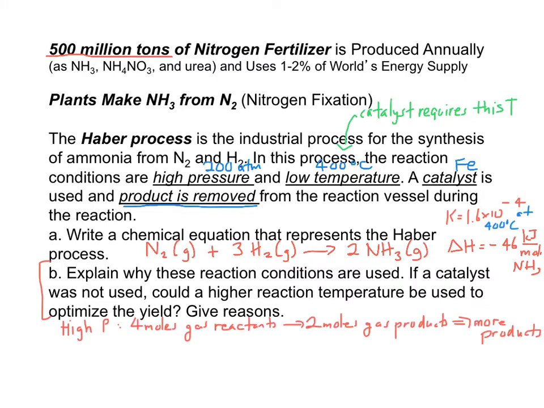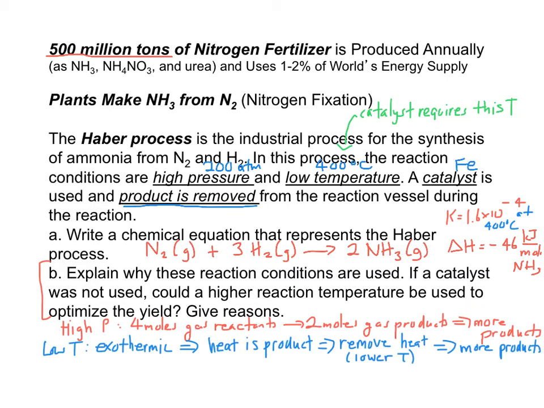And the answers are: when pressure is increased, the stress is relieved by shifting to the side with fewer moles of gas. Since this reaction is exothermic, a higher temperature shifts the reaction toward the reactant side and lowers the yield. So a catalyst is used to increase the reaction rate so a low temperature can be used. And finally, the ammonia product is removed during the reaction to shift the reaction toward the product side and increase the yield.